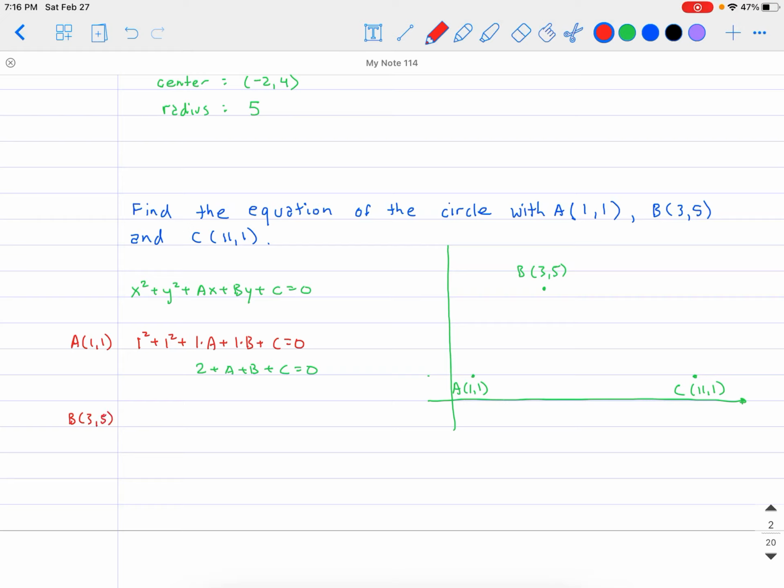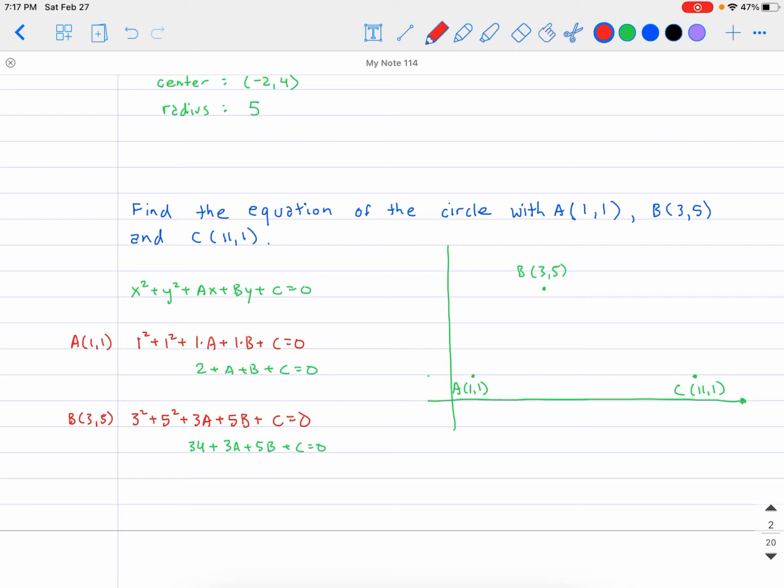3 squared, that is going to be equal to 9, and then plus 5 squared, and then plus 3a plus 5b, and then plus c is equal to 0. Clean that equation up, you get 9 plus 25, which is equal to 34, and then plus 3a plus 5b plus c is equal to 0.